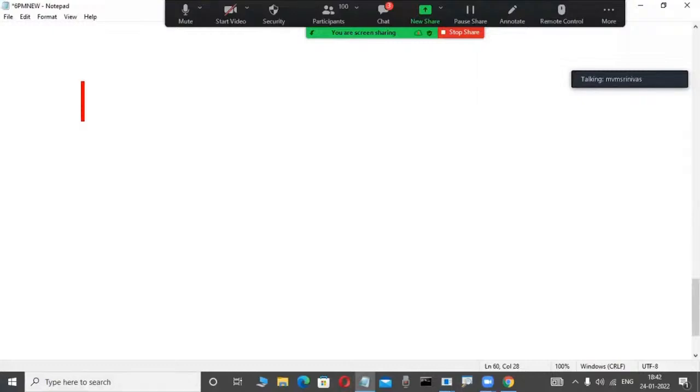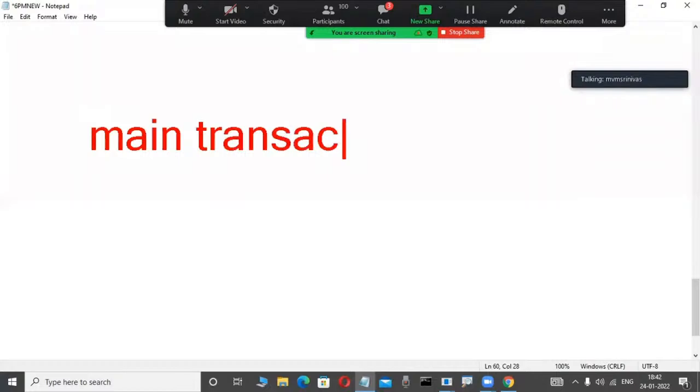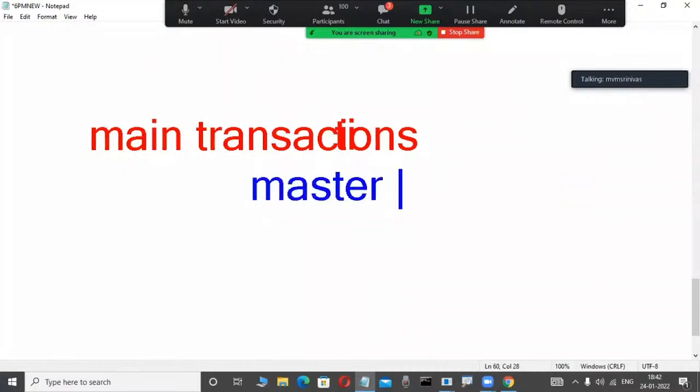Whenever you are working with relational data model products, either SQL Server, MySQL, DB2, anything, this rule is most powerful for transactions. Main transactions are stored in what? Master table. Very, very important. Main transactions are stored in a master table.